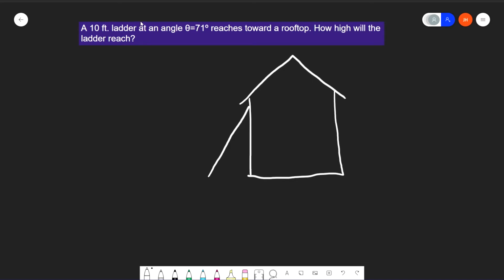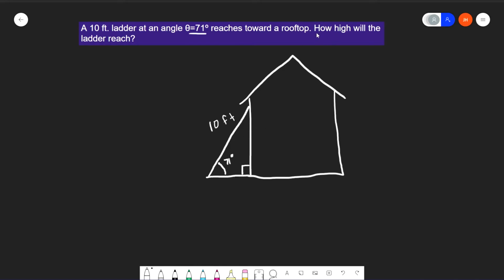We knew that the ladder was 10 feet long. That's going to be the length of this ladder right here, so 10 feet. And it leans at an angle of 71 degrees. We call this the angle of elevation, the angle by which your object is elevated above the ground. So this is going to be 71 degrees. Notice that it creates a right triangle against the side of the building.